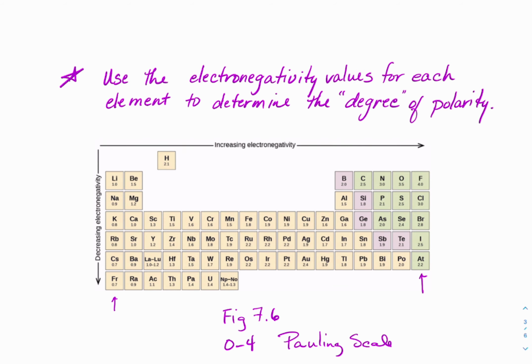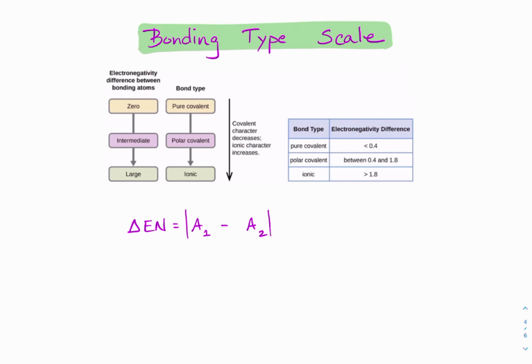And so how do you do this? Well, we use this electronegativity scale to determine whether a bond is pure covalent or polar covalent, and we can even use this mathematical scale to determine if something is ionic as well. And so this is how it works.